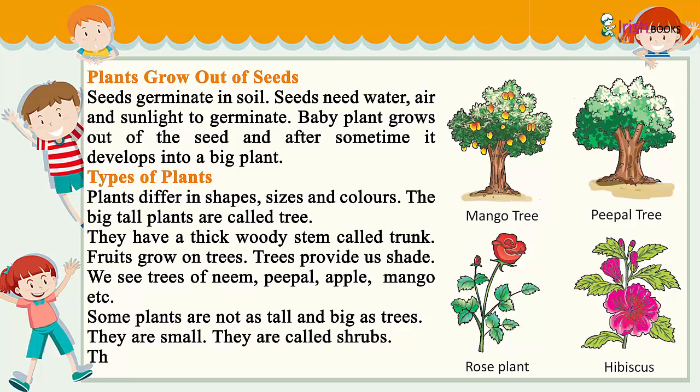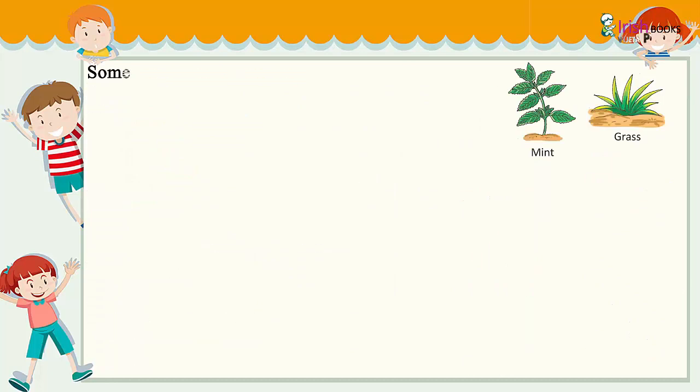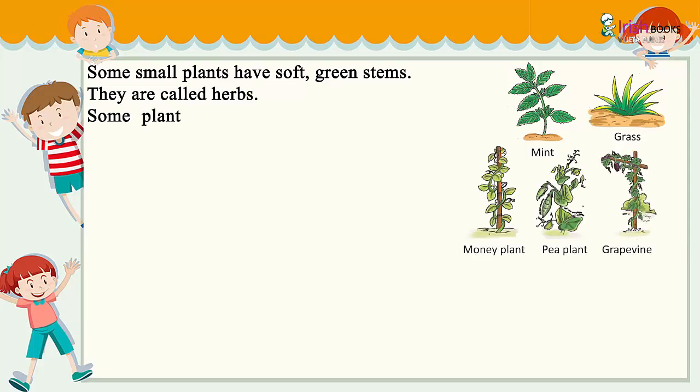Some plants are not as tall and big as trees. They are small. They are called shrubs. They are hard. Rose plant, hibiscus. Some small plants have soft green stems. They are called herbs. Grass, mint.